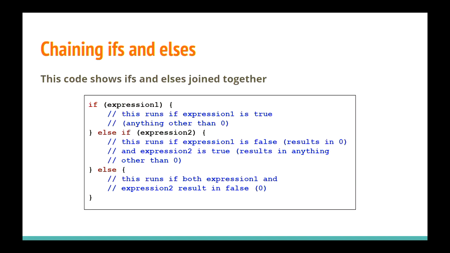But with this if-else, we're getting, if expression 1 is true, this runs. But if expression 1 wasn't true, then this one runs, but it only runs if expression 2 is true. Otherwise, this will run, and this will run if both of the others were false. So you get this kind of thing.